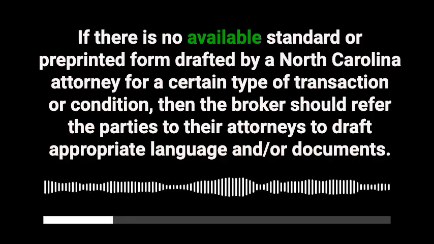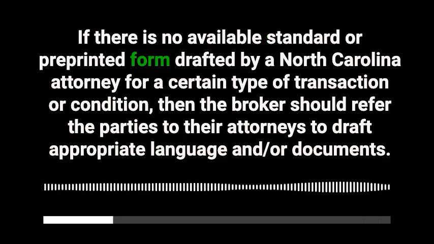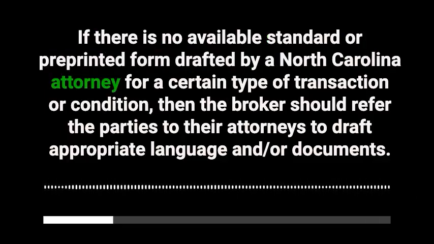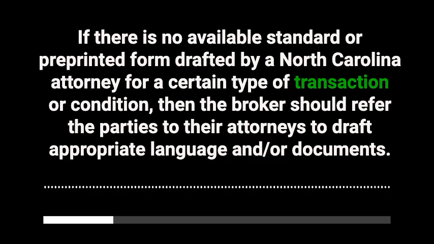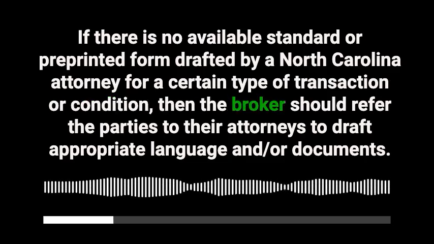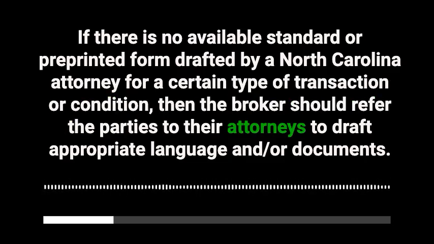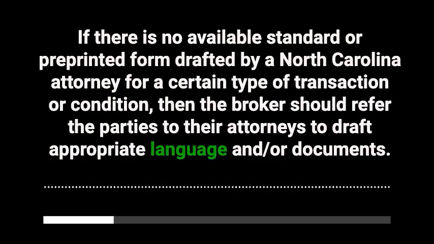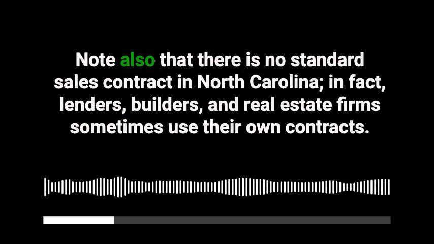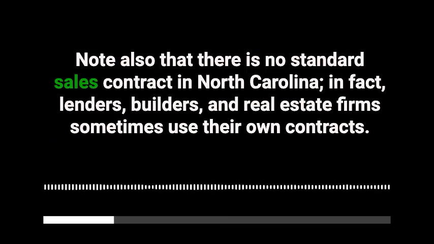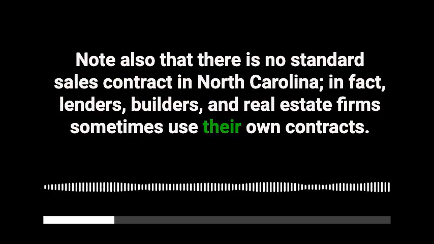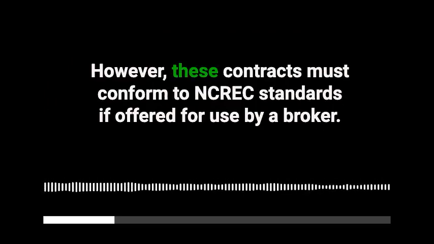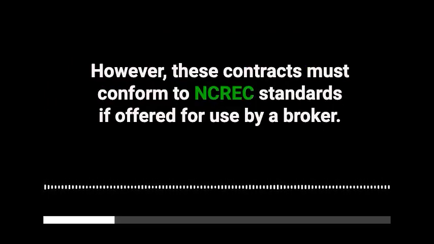If there is no available standard or preprinted form drafted by a North Carolina attorney for a certain type of transaction or condition, then the broker should refer the parties to their attorneys to draft appropriate language or documents. Note also that there is no standard sales contract in North Carolina. In fact, lenders, builders, and real estate firms sometimes use their own contracts. However, these contracts must conform to NCREC standards if offered for use by a broker.